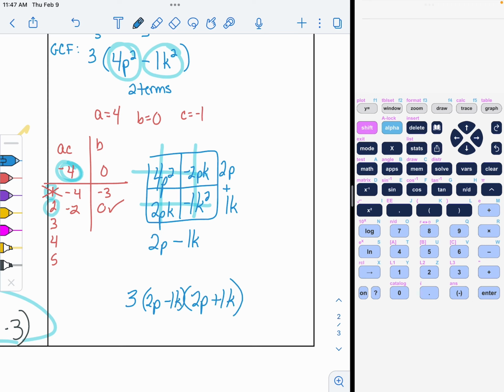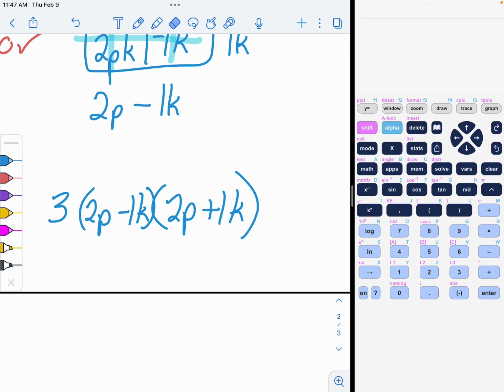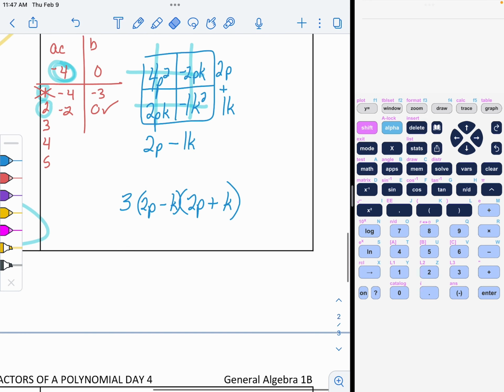This was originally called the difference of perfect squares. If you see that, that's great. If you don't, that's also perfectly fine. So this one has been factored to 3 different factors.